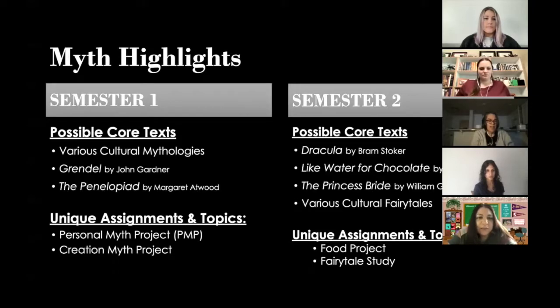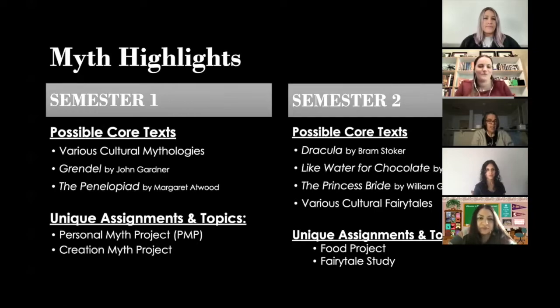Some unique assignments and topics for the first semester will include the personal myth project, where you reflect about your life and your values and connect them to the myths that we've read throughout the semester, and also the creation myth project, where you pick a particular myth that you're interested in presenting on in greater detail with a group.